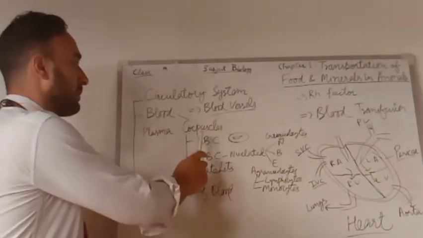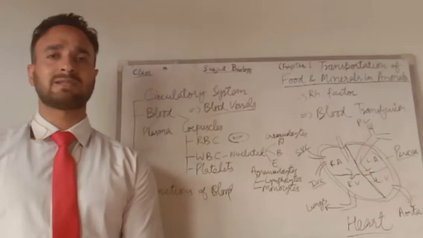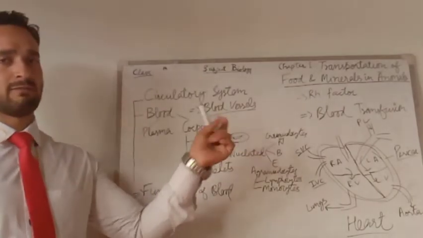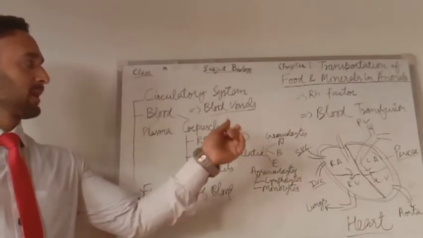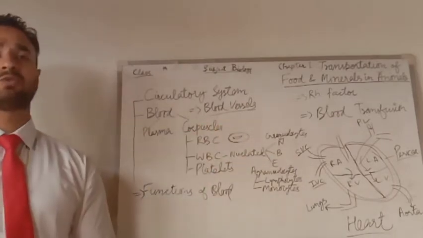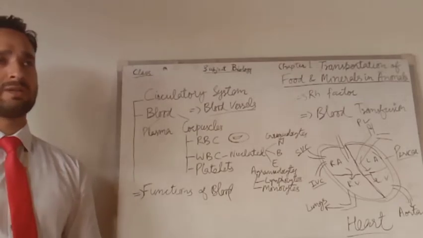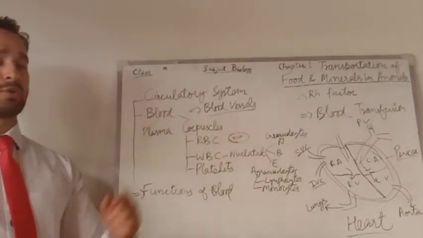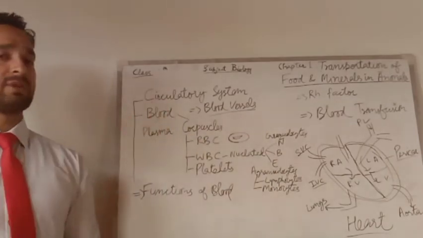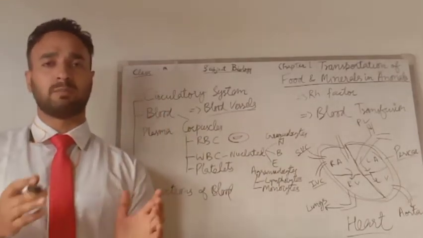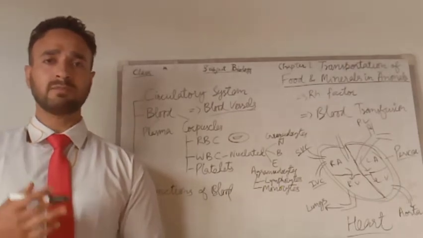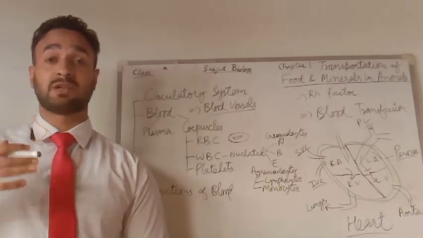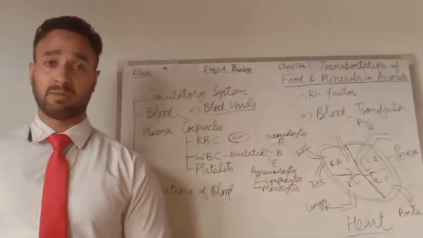So let's first talk about the RBCs. RBCs appear biconcave in shape, like this. When pressed from all the sides, they appear biconcave in shape, and they do not have a nucleus. Red blood cells contain a protein called hemoglobin. So the function of the RBCs is to transport the oxygenated blood, oxygen rich blood, to the different parts of the body.